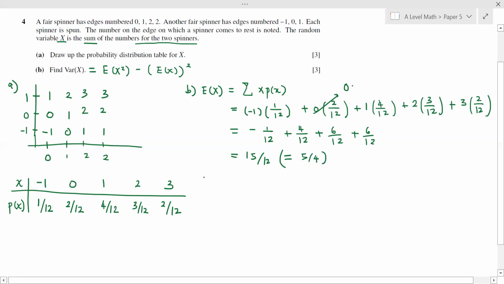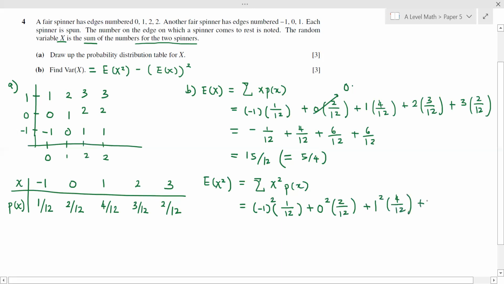We also need to find the expected value of x squared. To find the expected value of x squared, that is the square of x times the probability of x, and we sum over all x. Then that will give us -1 squared. You have to square the value of x, and then we have 1 over 12 plus 0 squared, 2 over 12. And then we have 1 squared, 4 over 12, and 2 squared, 3 over 12, and 3 squared, 2 over 12.